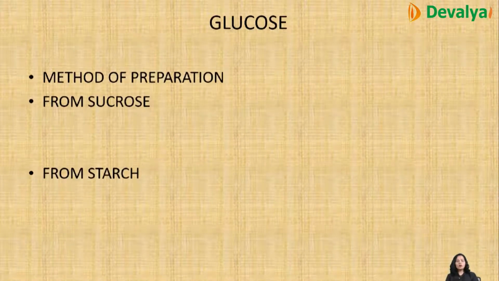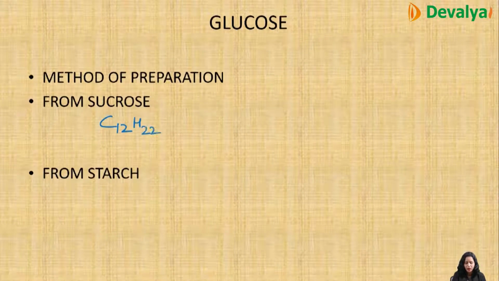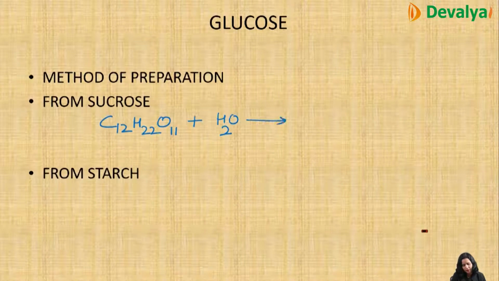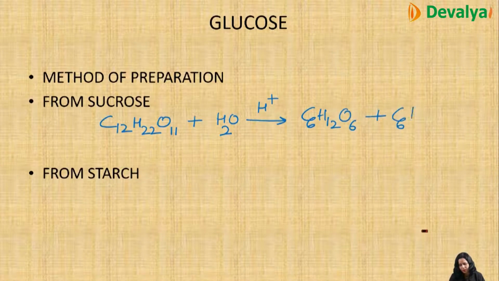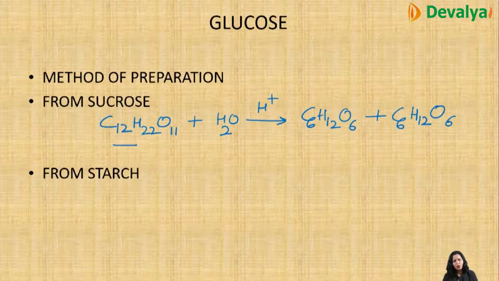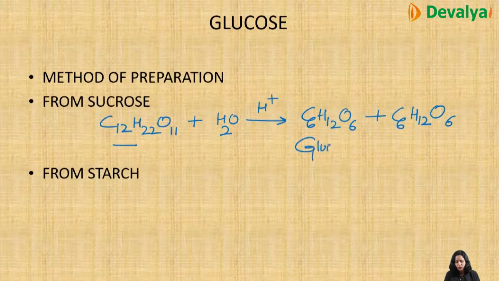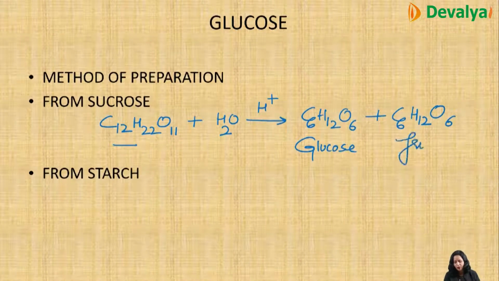Now first of all, we'll do glucose, which is a monosaccharide. The method of preparation from sucrose is: you have C12H22O11, and we put water into that with H positive, and it gives C6H12O6 plus C6H12O6. This is sucrose, which we also call cane sugar, and when you hydrolyze it, it changes into glucose and fructose.